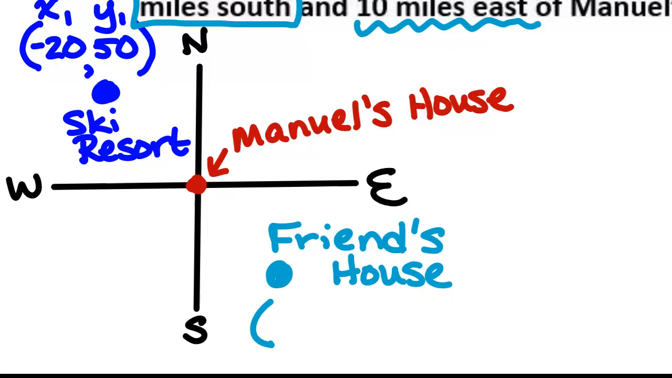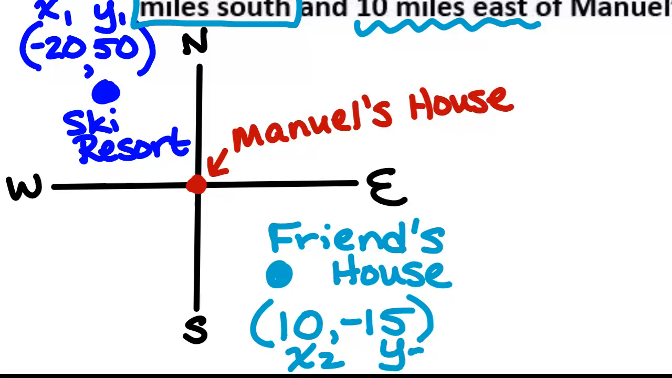10, negative 15. 10 and negative 15. Why did I not put the negative 15 first? That was the first number they gave me. Because south is the y-axis in this case. Yes, this is our y-axis. So north and south numbers have to come second. So 10 and negative 15. X2, Y2.